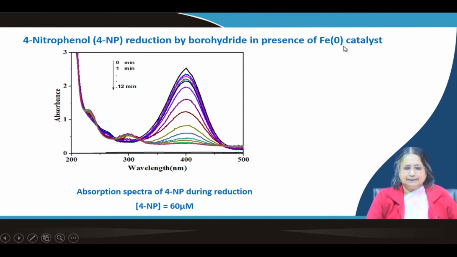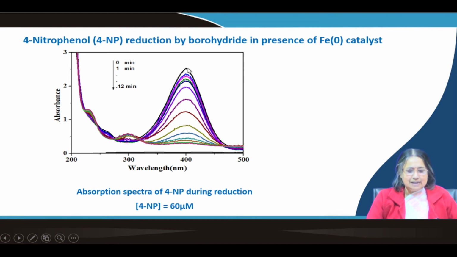Now, you have started the reaction by using the catalyst in presence of borohydride, which is a reducing agent. This is the spectra of the 0 time, you are doing it in the spectrophotometer. The spectra you are obtaining is called absorption spectra. Now, you see here 0 minute and this is 12 minute. This is the 0 minute spectra and slowly it is going down. So, this is the 12 minute spectra. Nitrophenol has already converted into nitrophenolate.